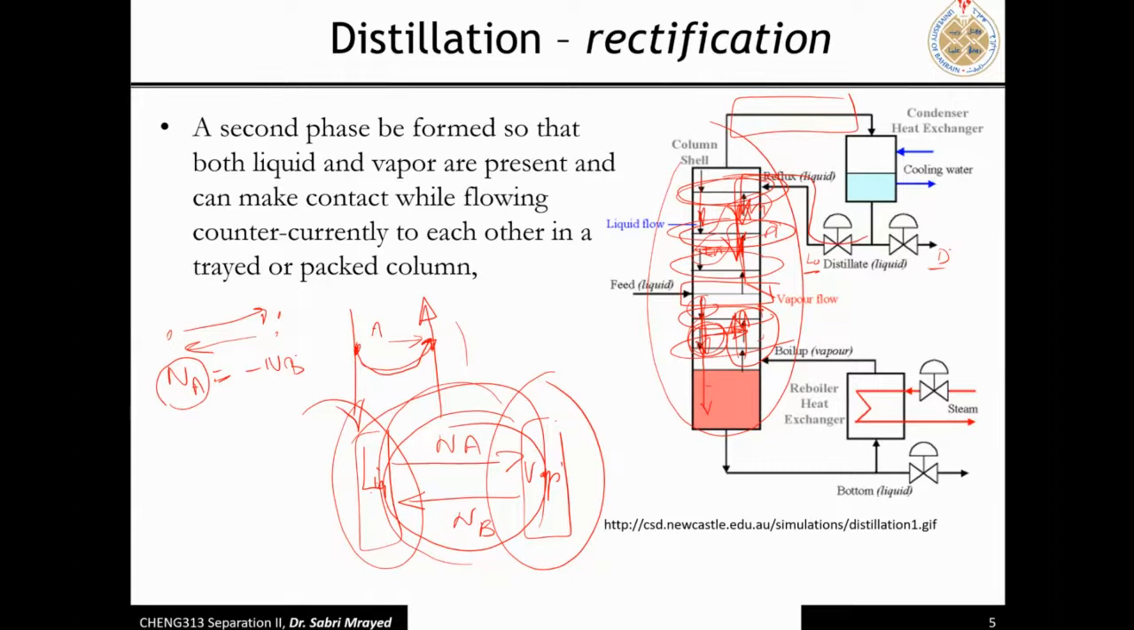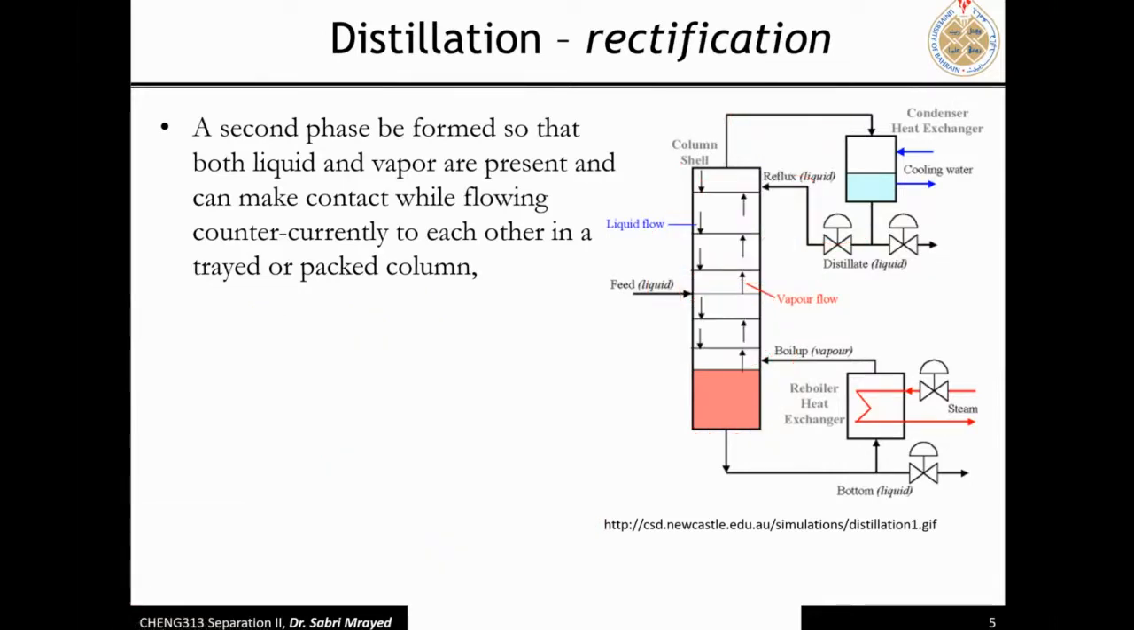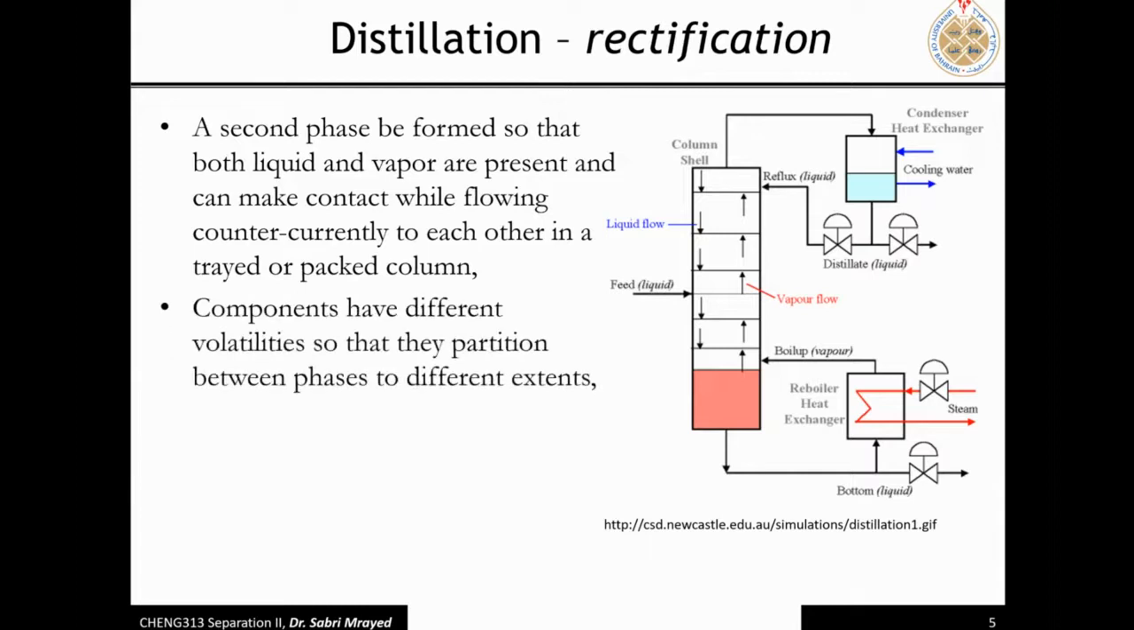As you can see, components have different volatilities, so they partition between phases to different extents. This is the same thing we discussed before: the two phases are separable by gravity or mechanical means.